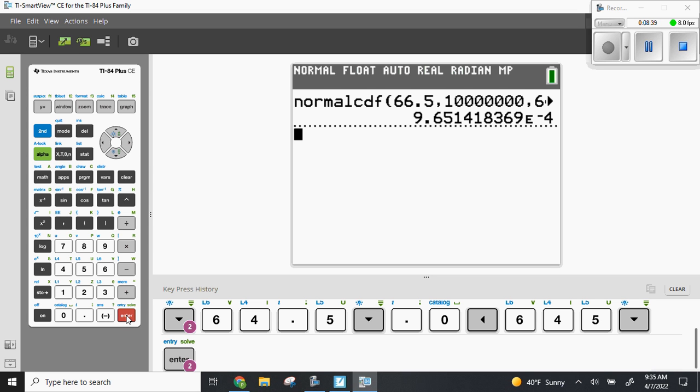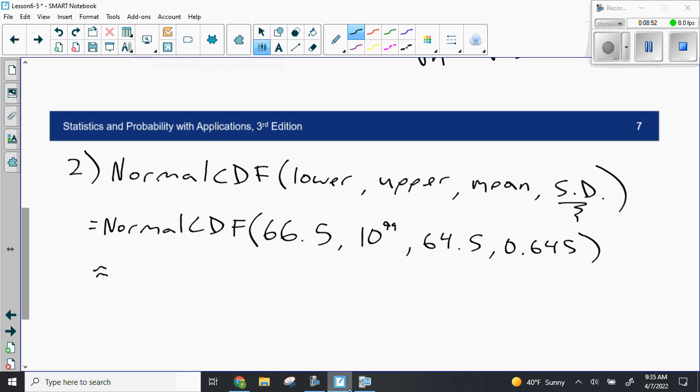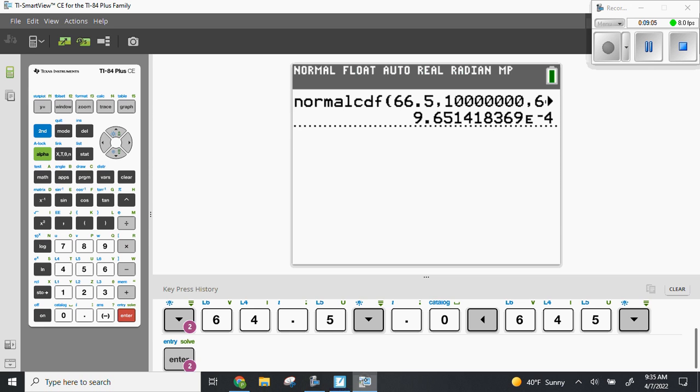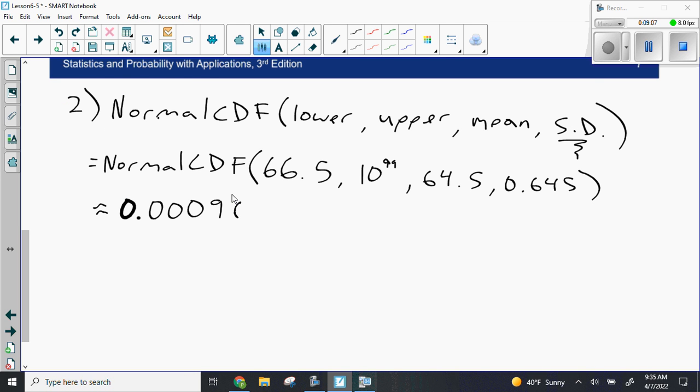And we get a pretty low value. We're going to write this as 0.0009 65. And there you go.